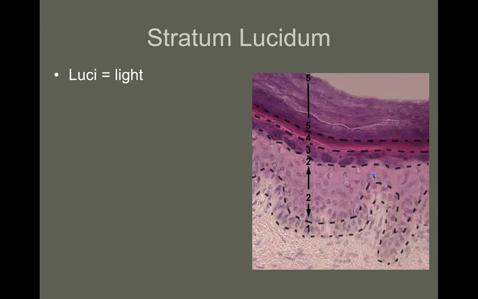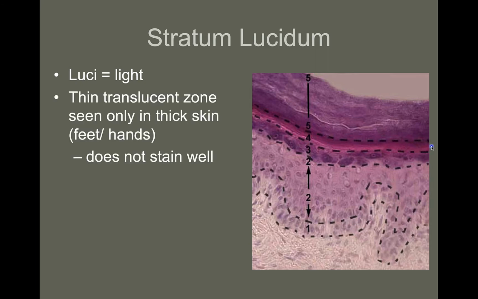Now our next layer is the Stratum Lucidum. This is number 4 here. And lucid, if you remember, means light. It's a very translucent layer, and we only really see this in our thick skin. So if I were to ask you, or one of your TAs were to ask you on a test, name the layers of your thick skin or name the layers of thin skin, you would want to make sure that in your thick skin you're including the lucidum.